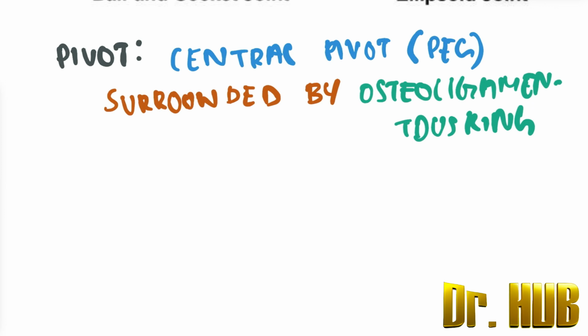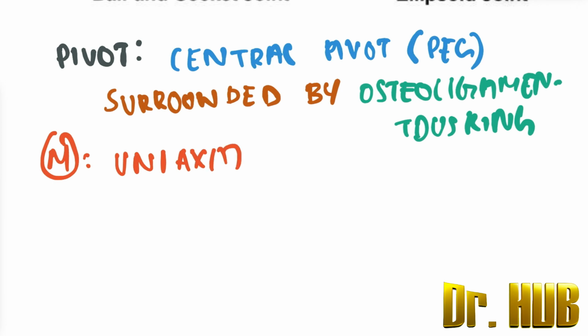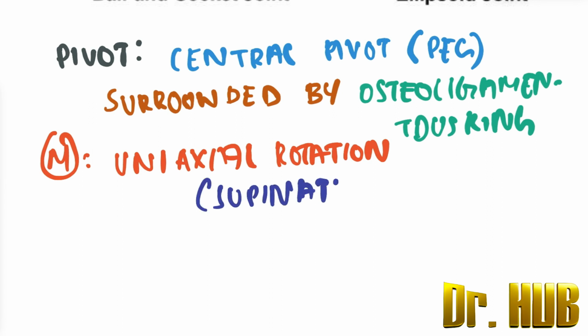Now let's look at the movement. The movement in the pivot joint is uniaxial rotation. This uniaxial rotation includes supination as well as pronation.